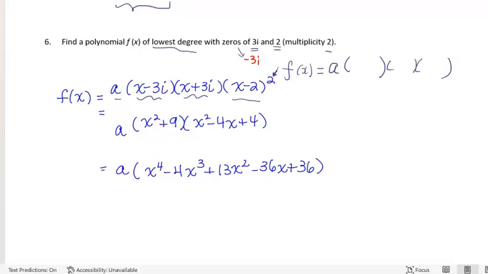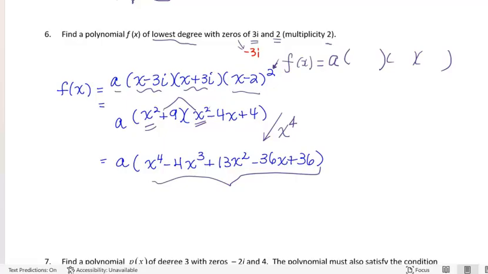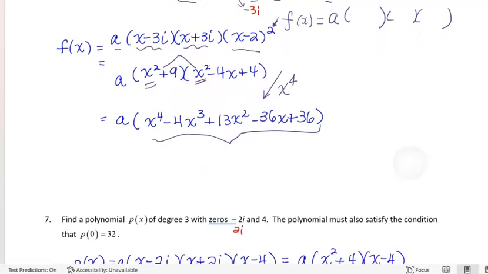Actually, you really don't need to expand. If you expand, that's okay. If you don't, see here my highest power is 2, and here the power is 2. So these give me the highest power of the polynomial. In other words, the lowest degree of this one is 4.